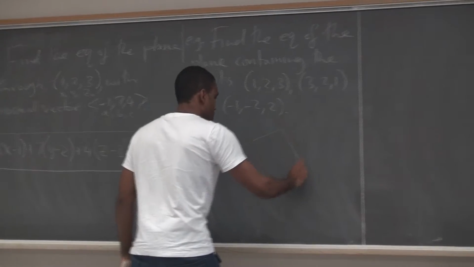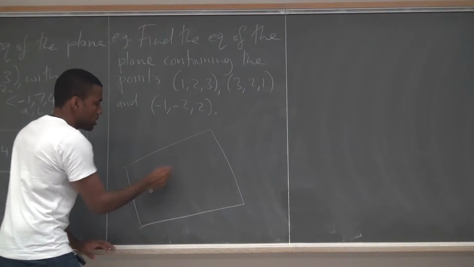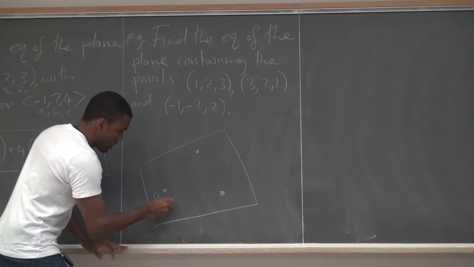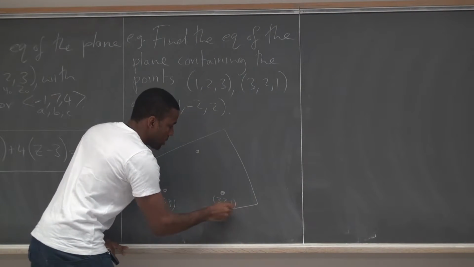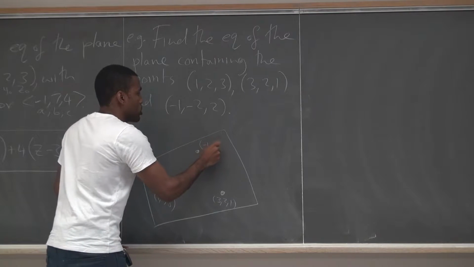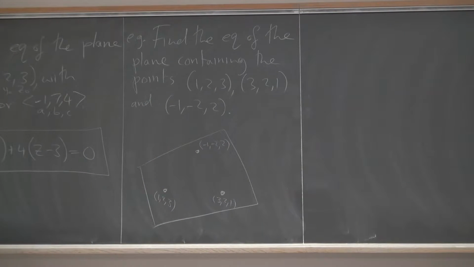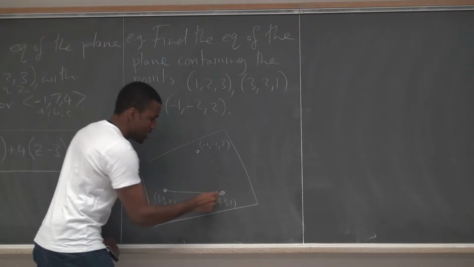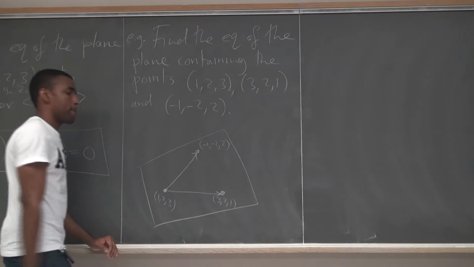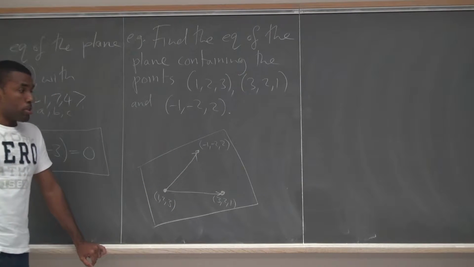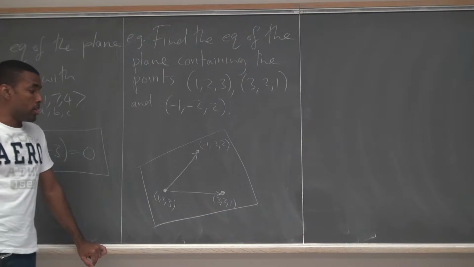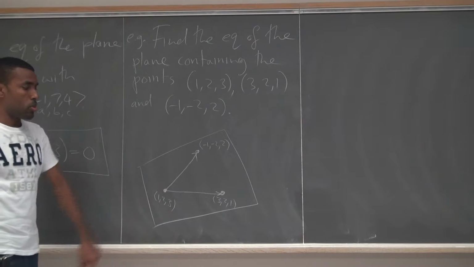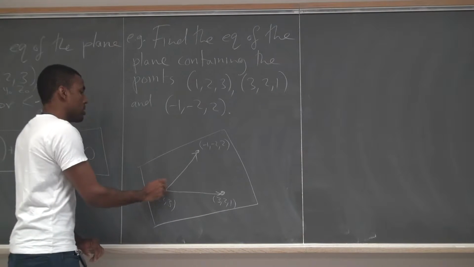Exactly. So here's a plane. I know that there are 3 points in this plane. I have 1, 2, 3. I have 3, 2, 1. And I have minus 1, minus 2, 2. I need to get a normal vector. And John said it. Create 2 vectors. Both vectors will be parallel to the plane because they're connecting points in the plane. And if you want a normal vector, you need that vector to be perpendicular to both of these. You need to go orthogonal to both.